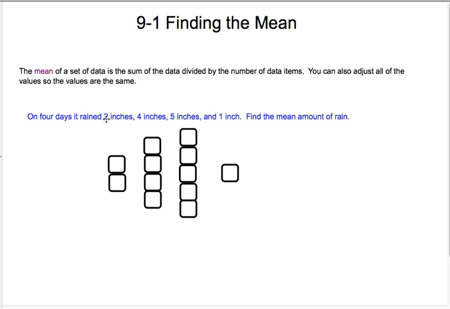On 4 days it rained 2 inches, 4 inches, 5 inches, and 1 inch. And so I have a number of blocks here equal to the number of inches it rained on each day. So here's the 2, the 4, the 5, and the 1. One way we can do this is adjust it so that all of the columns, or all the days, have the same amount of blocks here. So we can see that each column has 3 blocks, and so we know that the mean is equal to 3.